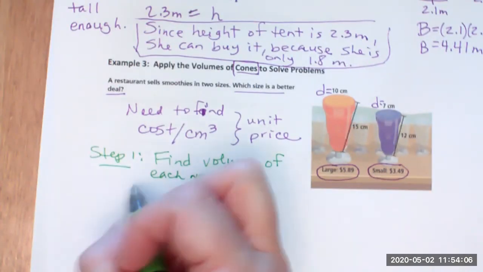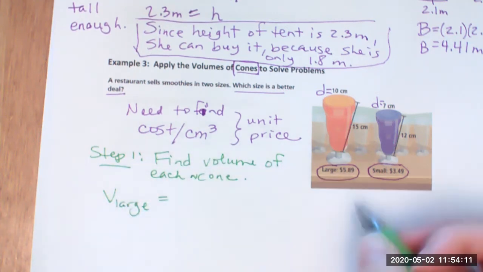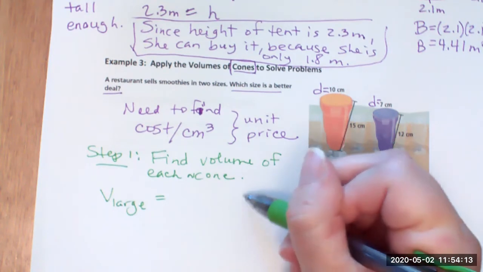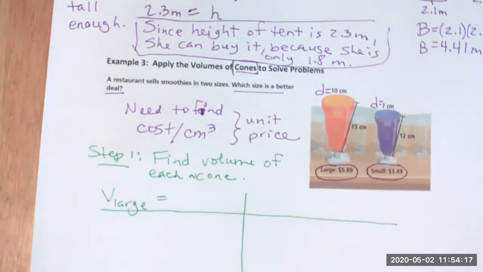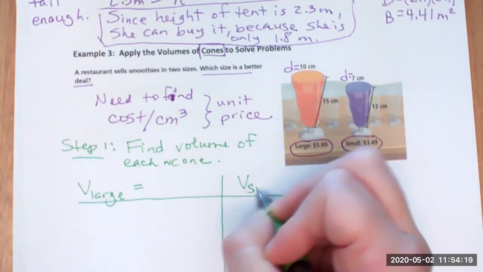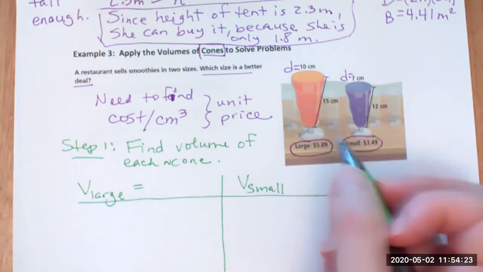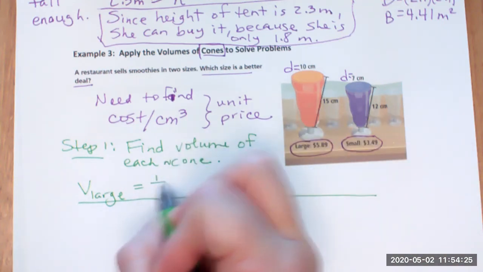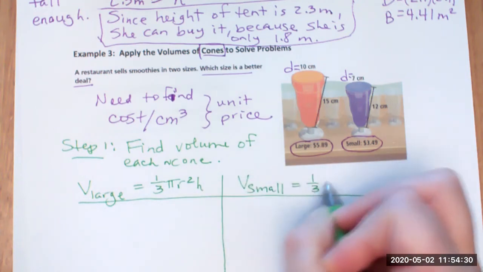So we want to figure out the volume of the large size and then compare that to the volume of the small size. Okay, if I want, I can make a little T-chart to keep myself organized. So then I have volume of the small over here. Okay, now in both cases, we're using 1/3 pi r squared h to be able to figure out the volumes.